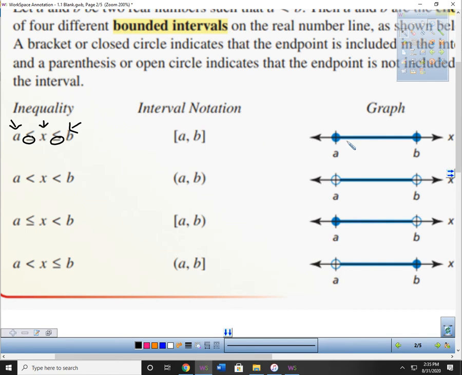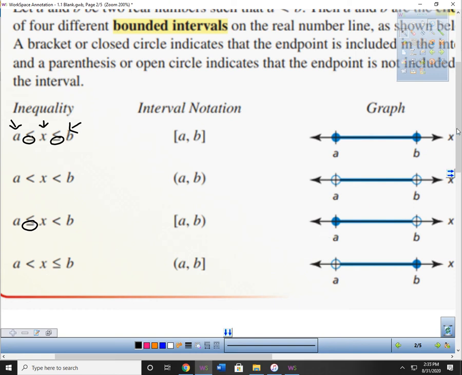So the only difference between this first one and the second one is that we don't have the equal to bars, so therefore we should have open circles on the ends, and if we write in interval notation, we should have parentheses. On this one, you have an equal to bar on the A side, so A should be shaded in, but you don't have the equal to bar on the B side, so B should be open. Same thing with your interval notation. On the A side, you should have a bracket. On the B side, you should have a parenthesis.